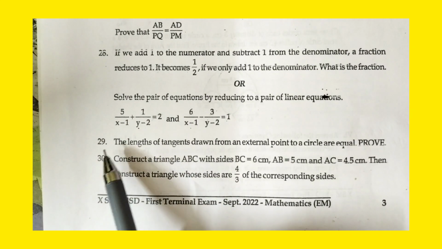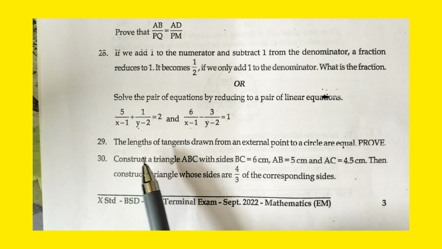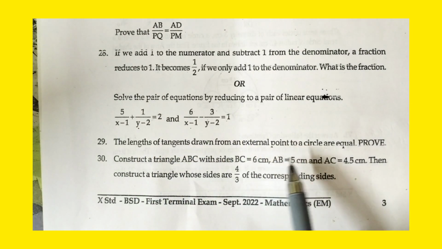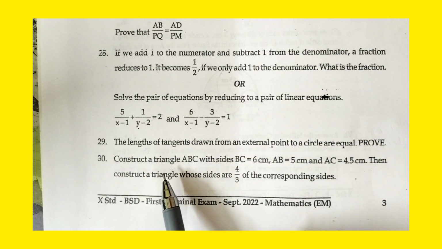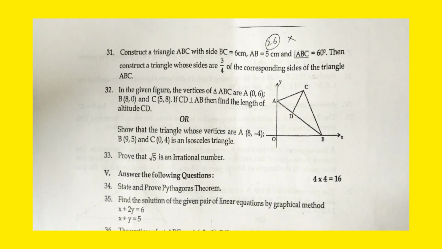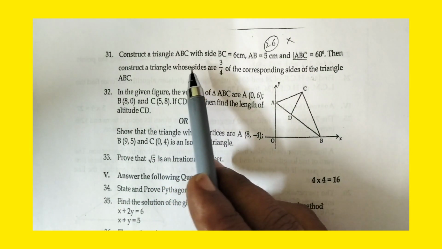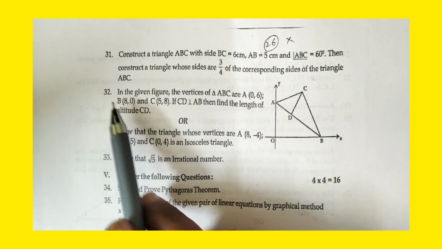So now let us move to question 29. The 29th is a theorem: the lengths of the tangents drawn from an external point to a circle are equal. Then the 30th question is a construction question. Now let us move to the 31st question. The 31st question is again a construction question. Now let us move to the 32nd question.